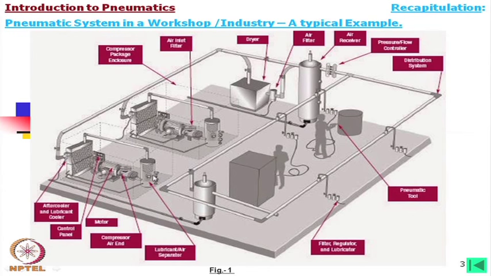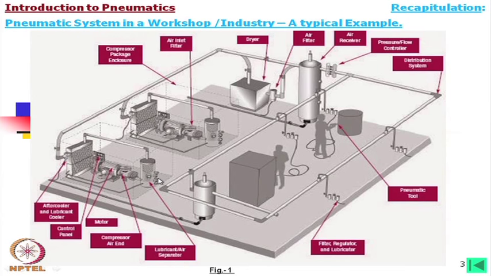Now, as we see, this is the after cooler, and the lubricant cooler; these are cooling elements. Here is the compressor. Now, this is the control panel, this is the motor, this is the compressor air end, then a lubricator or air separator.